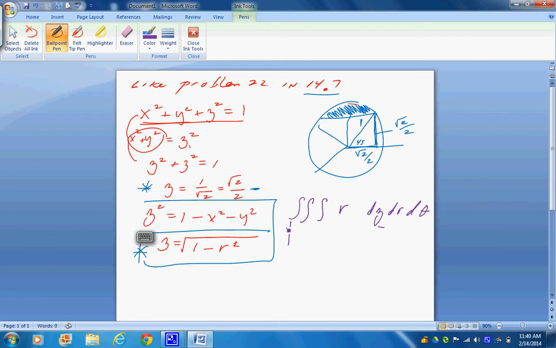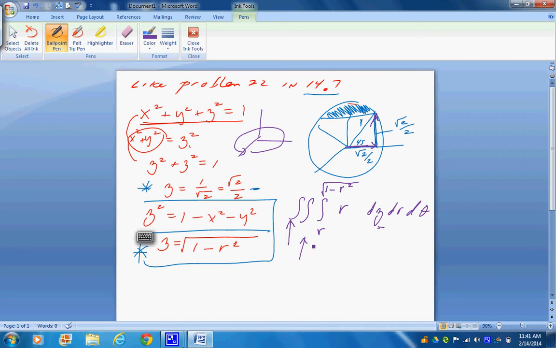Well, for theta, I know what the limits of integration are, because my cone is going to go all the way around. I'm not going to bother with that. Let's start out with r. I know a little bit about r, but let me come back to that. What about z? z is a difficult one. If I look at this, z is defined in terms of r here. So z is going to go from r to the square root of 1 minus r squared.